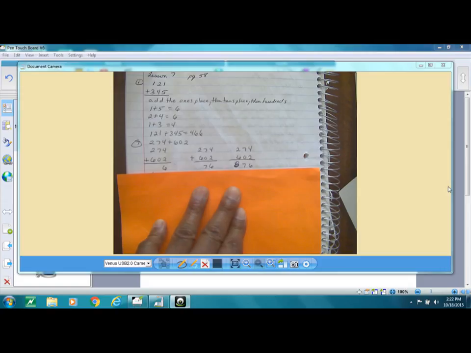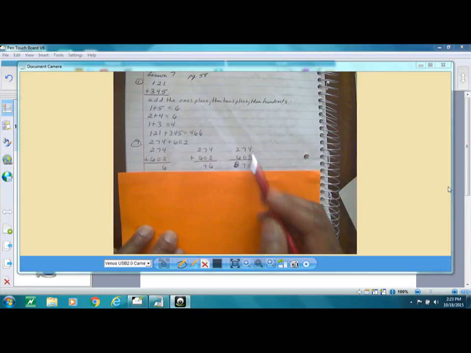So 274 plus 602 equals 876. Okay? So again, you add your ones place, 4 plus 2 is 6. Then you add your tens place, 7 plus 0 equals 7. Then you add your hundreds place, 2 plus 6 equals 8.